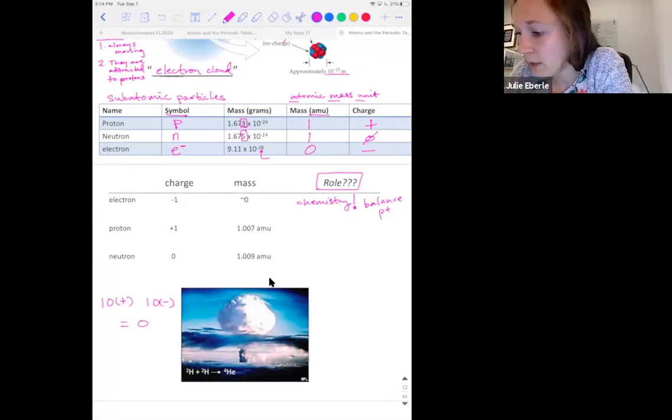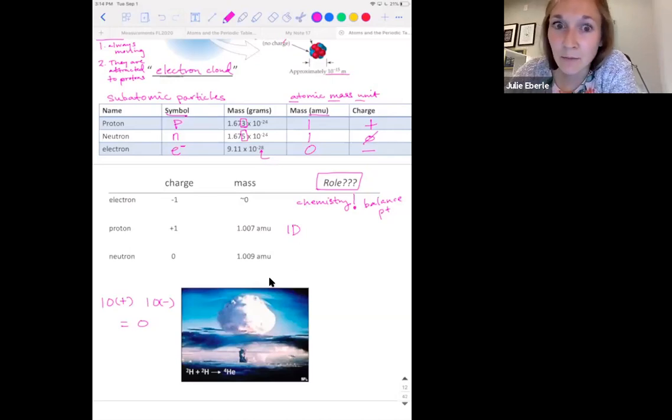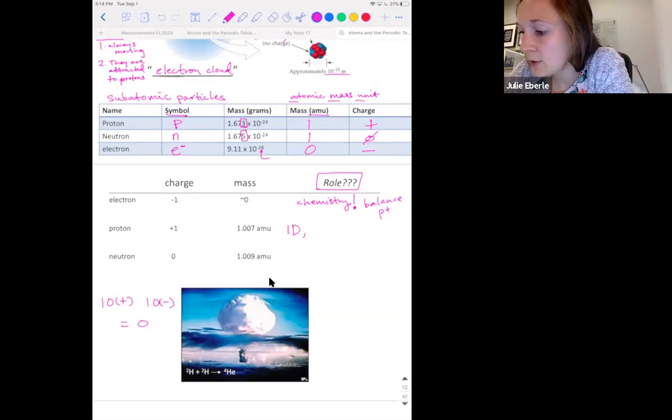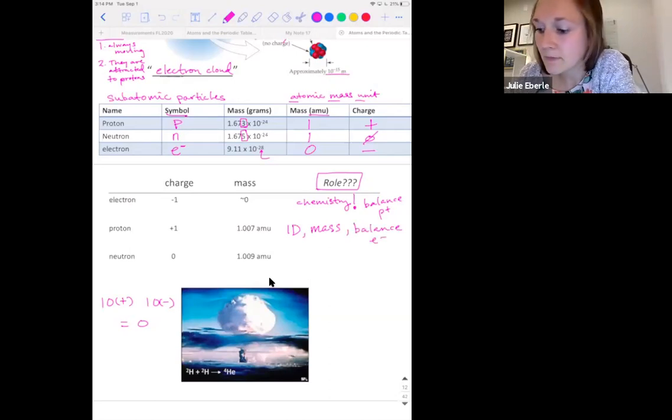All right, protons. What's the role of a proton? Well, they identify an atom. Okay, they're the ID. We look at the number of protons to figure out, okay, is this an atom of carbon or is this an atom of hydrogen? All right, if it has 1 proton, it's hydrogen. You can look at the periodic table. If it has 6 protons, it's carbon, so on and so forth. So they identify the atom. They contribute to the mass of an atom. So whatever an atom weighs, the protons contribute to that. And then they balance the electrons.